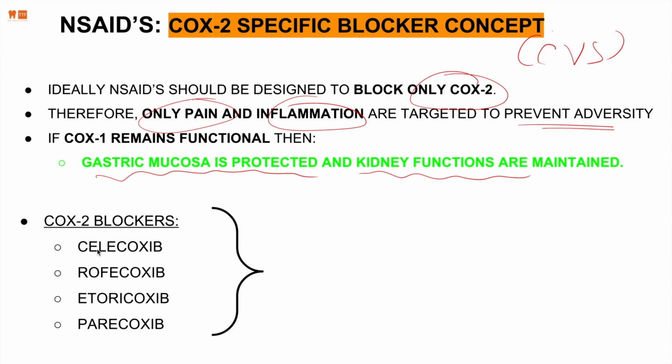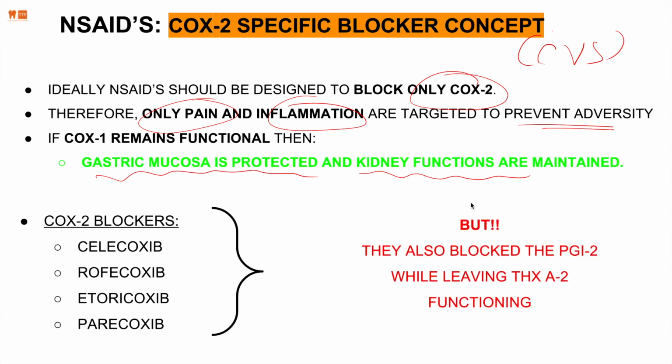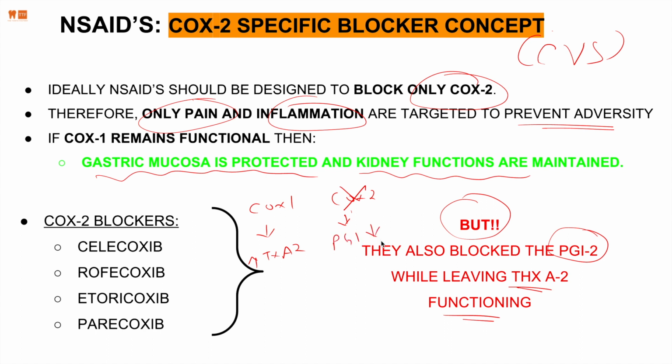Now, COX-2 blockers such as celecoxib, rofecoxib, and so on were perfect, but they also block the prostacyclins, the PGI2, while leaving thromboxane A2 functioning. Remember, when COX-1 is left, the thromboxane A2 will increase. When COX-2 is blocked, the prostacyclins will be reduced.